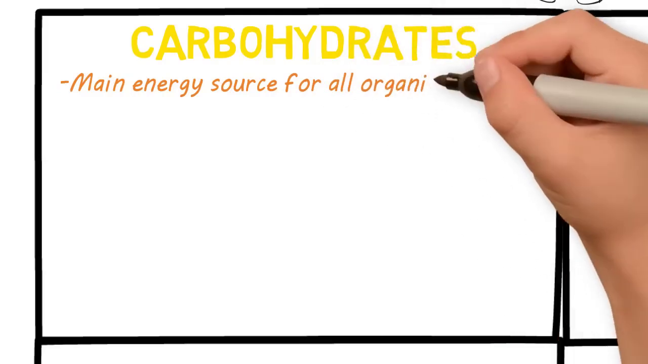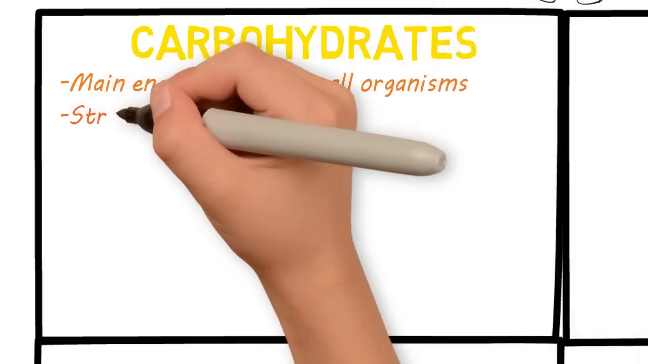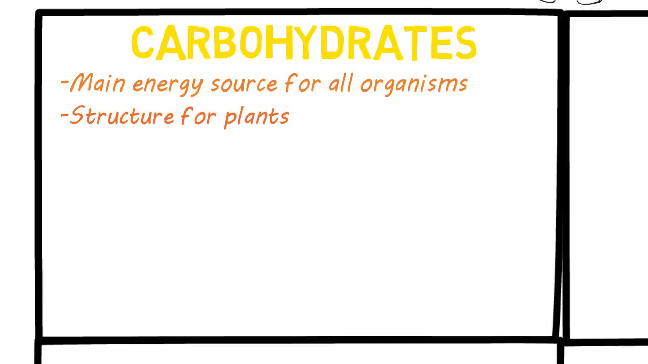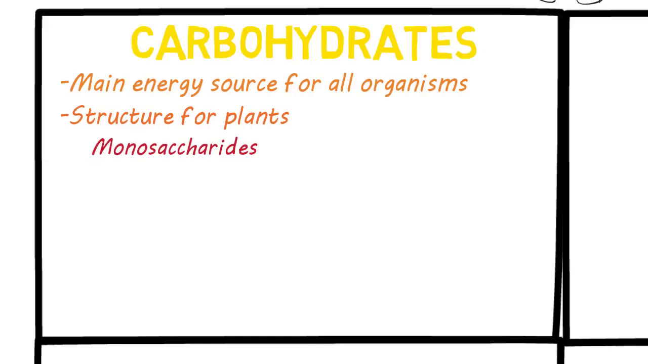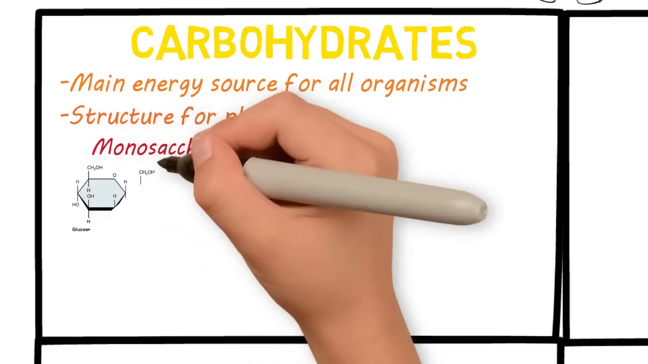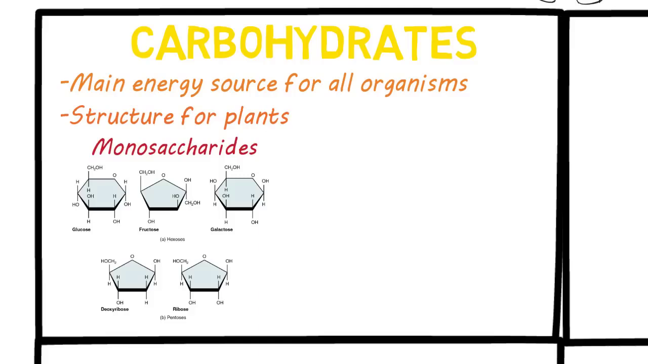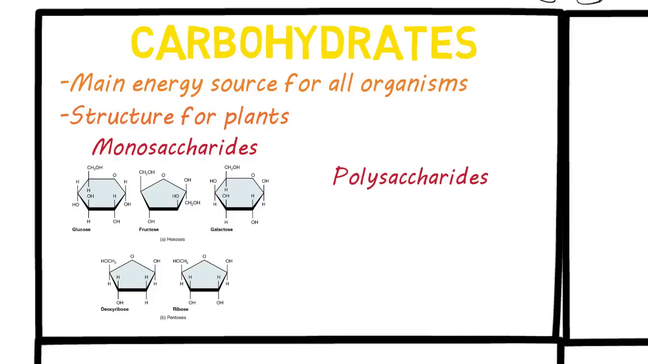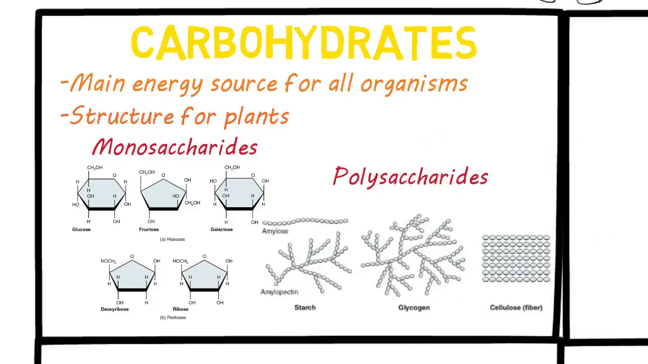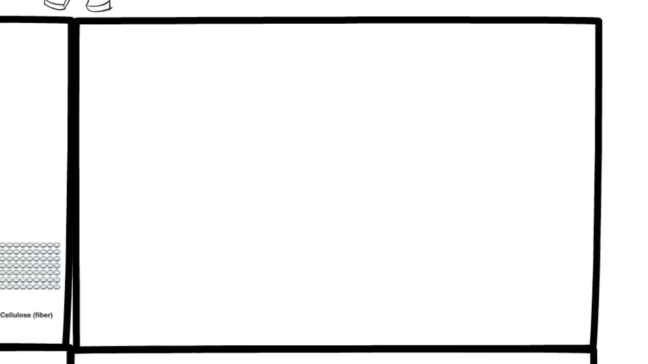Carbohydrates are the main fuel source for most living things, as well as a structural component for many plants. The monomers for carbohydrates are called monosaccharides. Saccharide means sugar, so monosaccharides, one sugar. These are simple sugars like glucose, fructose, and ribose. Then your polymers are called polysaccharides, and they are long chains of monomers or monosaccharides. There's storage carbohydrates like starch in plants and glycogen in animals for energy storage, and then structural like cellulose in plants and chitin in insects.